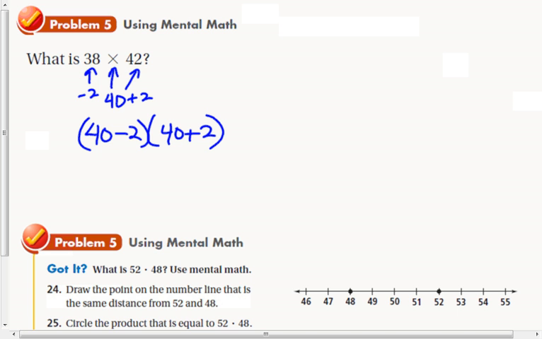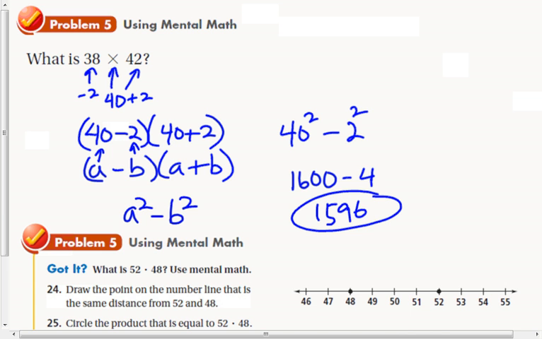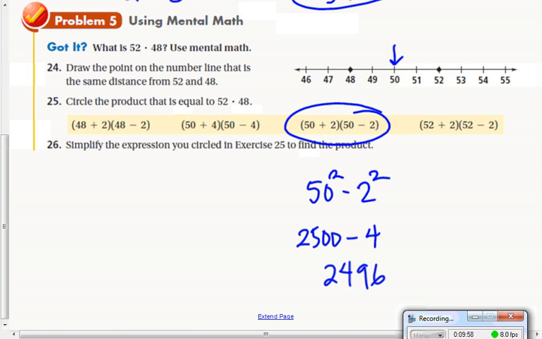Now I can do this mentally because this is in this form, and so it equals just a squared minus b squared. A is 40, b is 2. So I can just do 40 squared, and I can do that in my head, that's 1,600. And then minus b squared, b is 2, so 2 squared is 4. So I just need to do 1,600 minus 4, which is 1,596. All right, you try that.